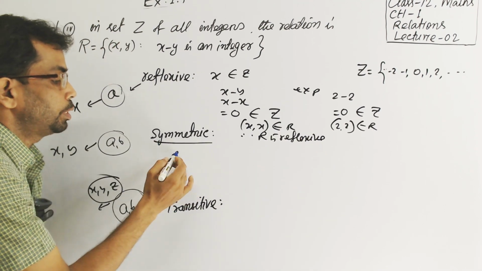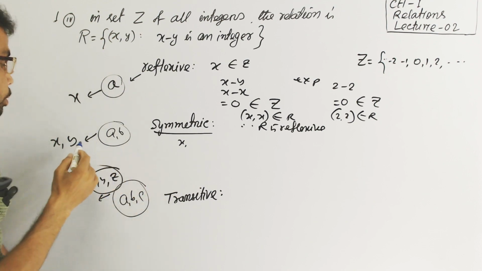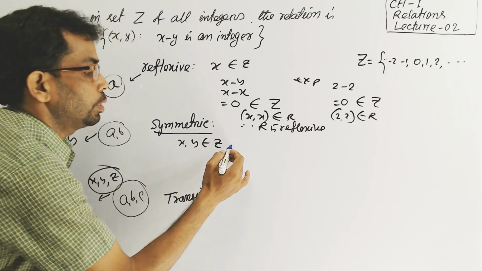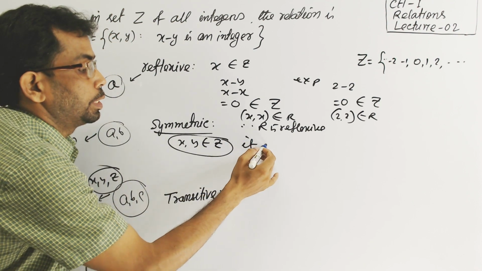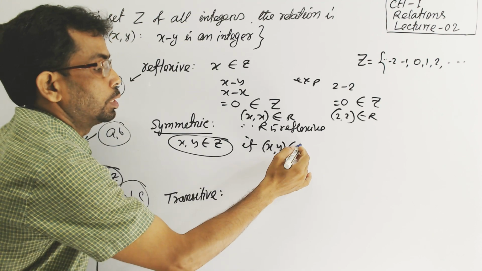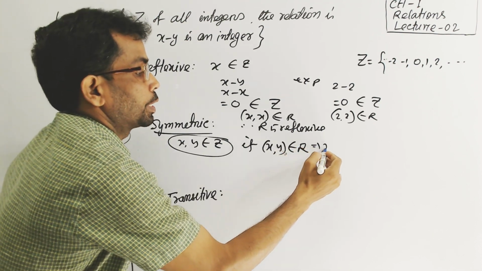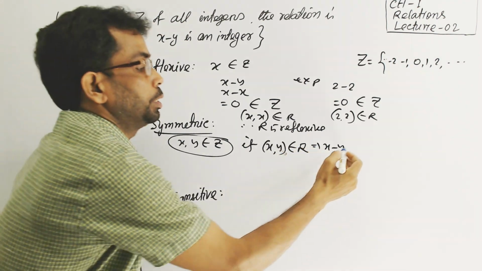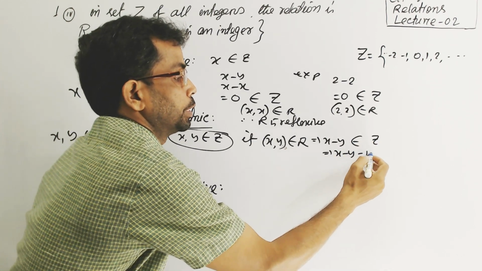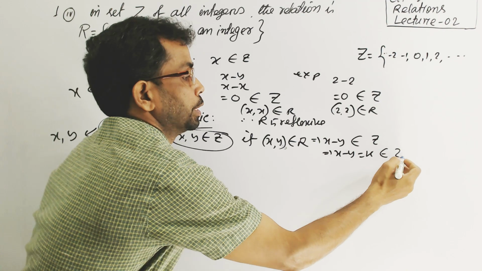For symmetric, we take two elements, say x, y belongs to Z. If the pair (x, y) is to be in the relation, then the difference x minus y must be in Z. It must be belonging to Z. That means it will be some integer. We can take, say, k belongs to Z.